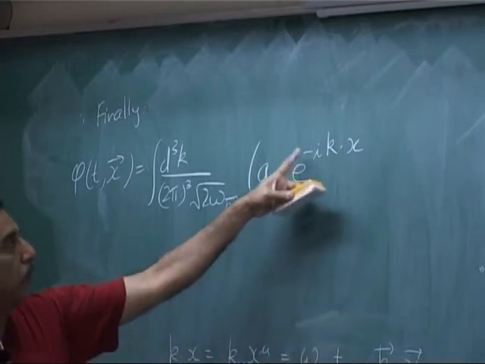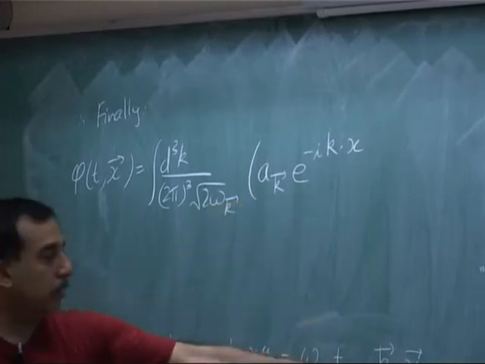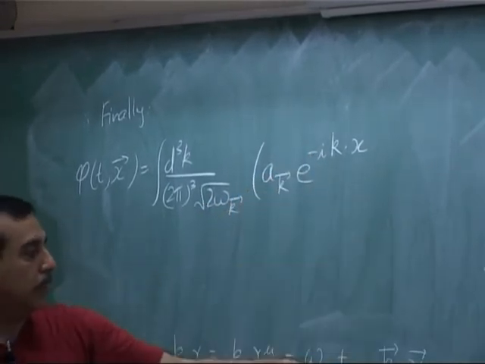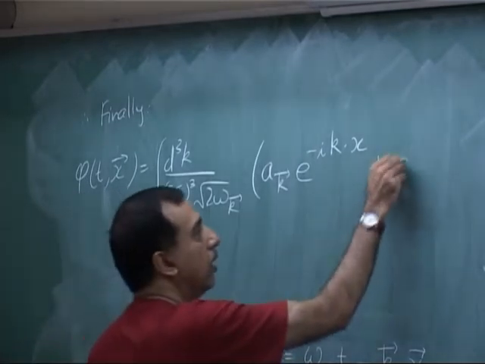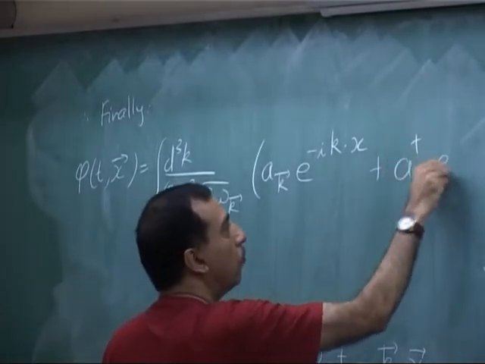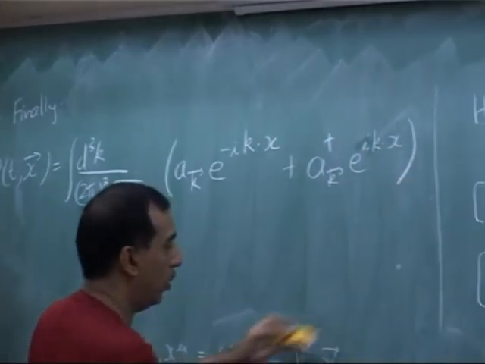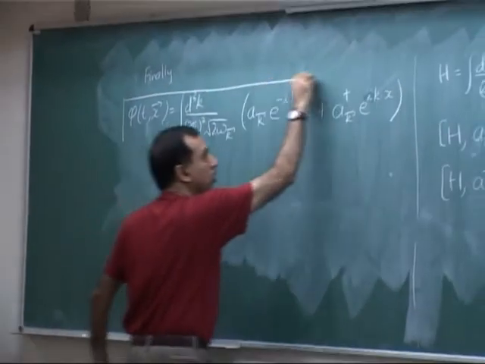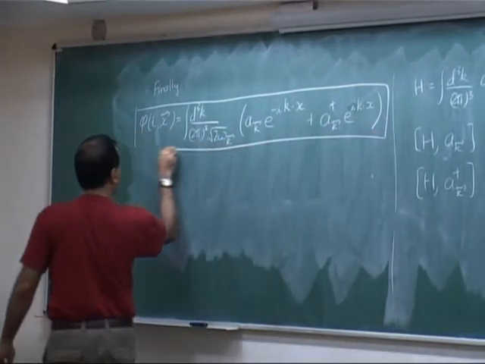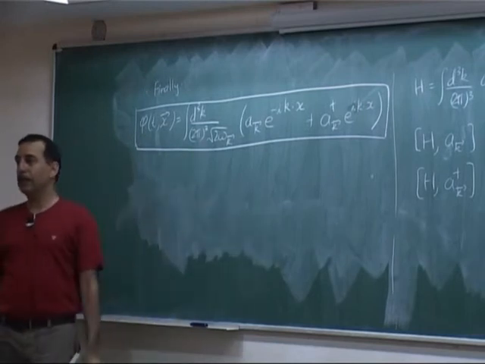I get e to the minus i omega_k t, which is the correct time evolution of a. And the other term, I get plus, because this minus and this minus cancel. So I get plus i k 3 vector dot x, which is correct in the first term. And then of course the second term is easy. And now finally we've got our field in the form that is most useful. This is the general expansion of a free Klein-Gordon field, indicating its time and space dependence completely.